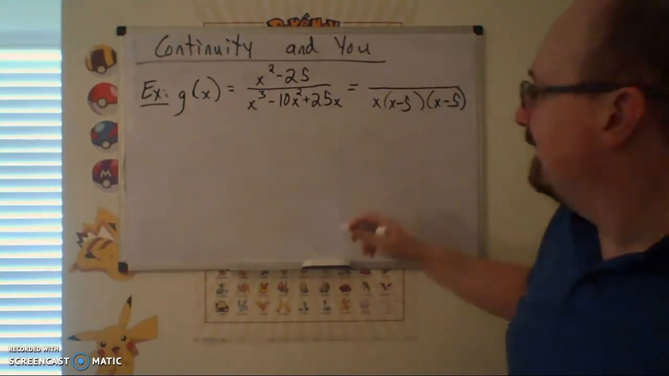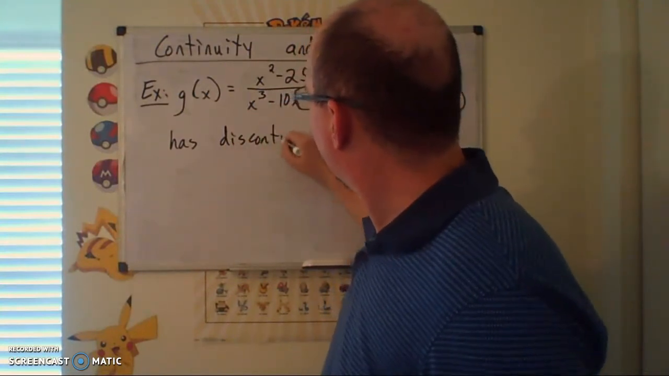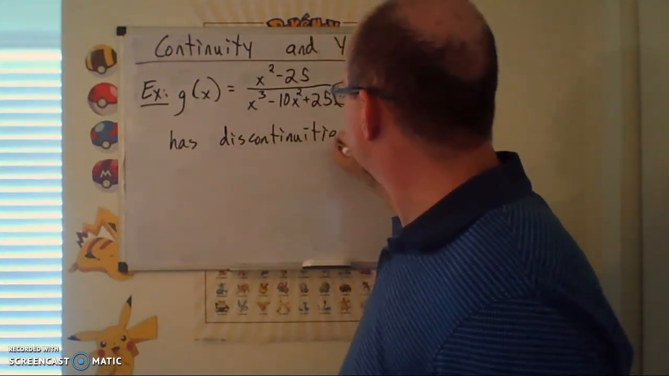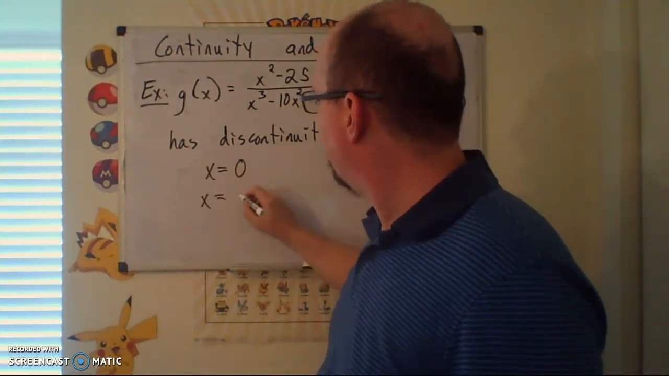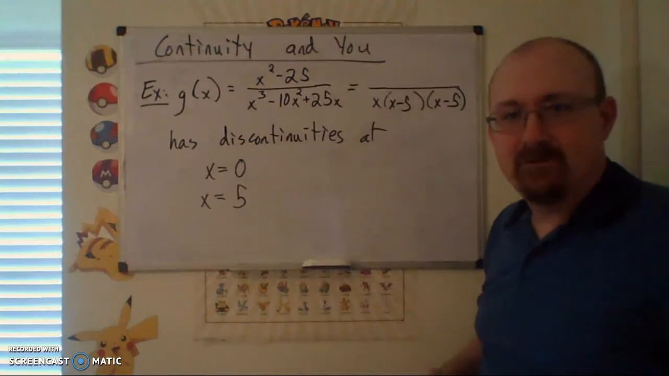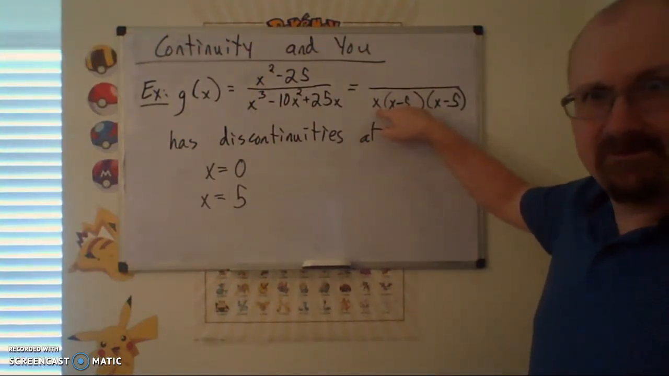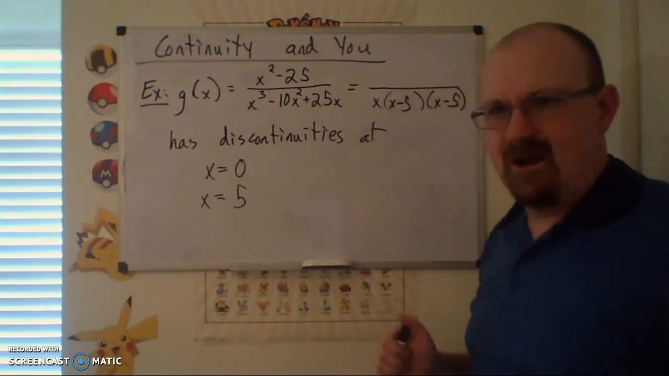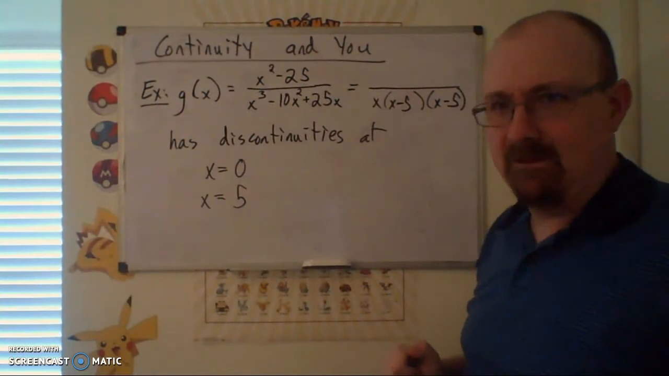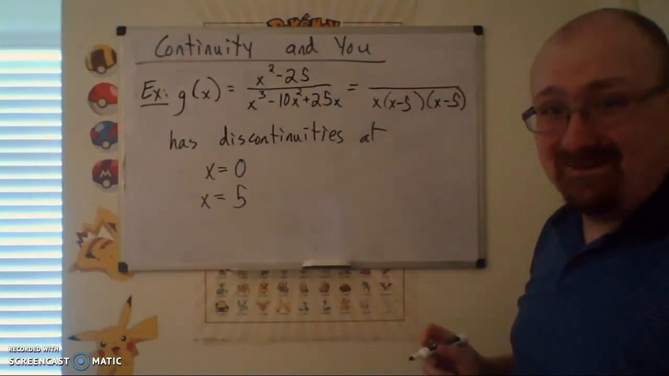So from looking at this, we're going to have points of discontinuity at x equals 0 and x equals 5. Again, remember, 0 makes x 0. 5 makes both of those 0, so it's not like it's double bad or anything. So, all right, now it comes to classifying these things.